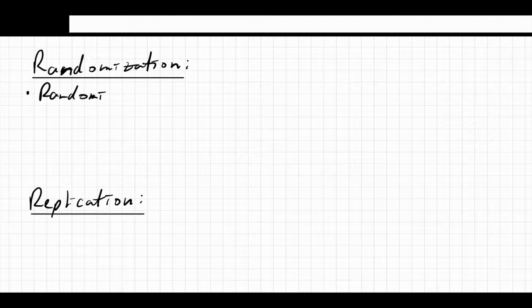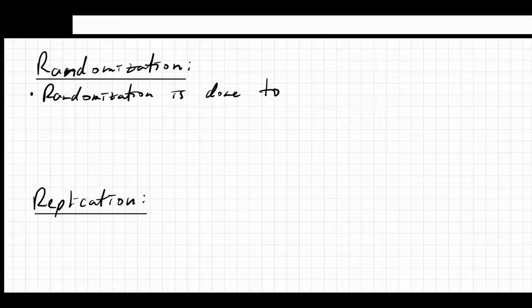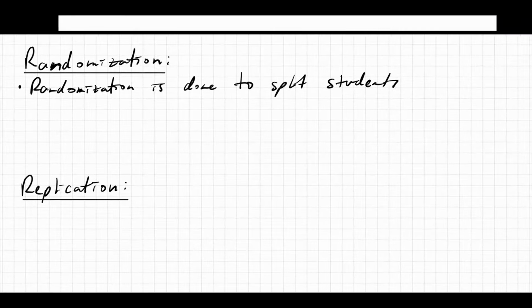Randomization is done to split students into two. What do you mean? No, you just have to say random. When is randomization done? You have to say when and how. Okay? When it was done: to split the students into two groups. Treatment 1, treatment 2. Okay? How it was done. Well, this is your experiment.